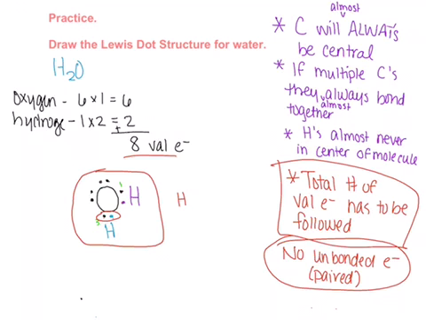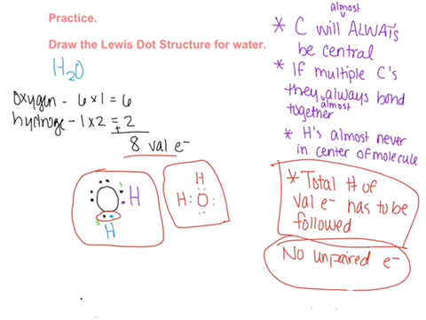Now, could you have placed your hydrogens over here and the 2 unbonded or lone pairs of electrons down there? We should really change this to no unpaired. My bad. Not unbonded. Unbonded is fine as long as they're paired. Unpaired. And so this would also be an acceptable Lewis structure for water. Again, just as long as each atom has its octet or noble gas configuration followed, and you have your total number of valence electrons met.